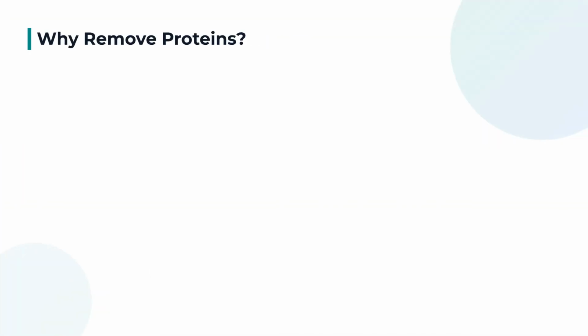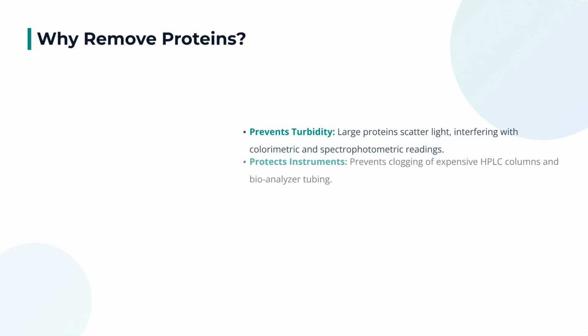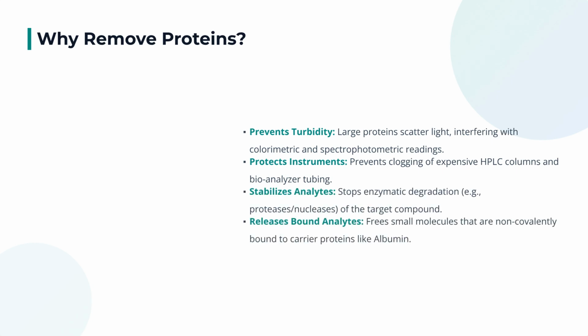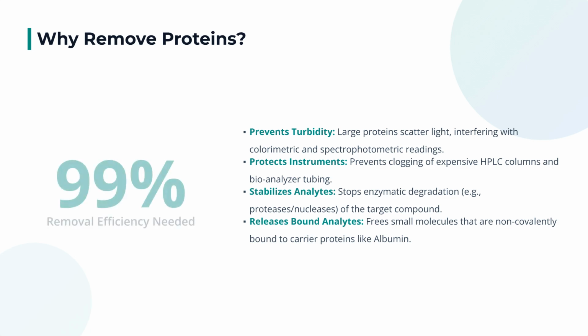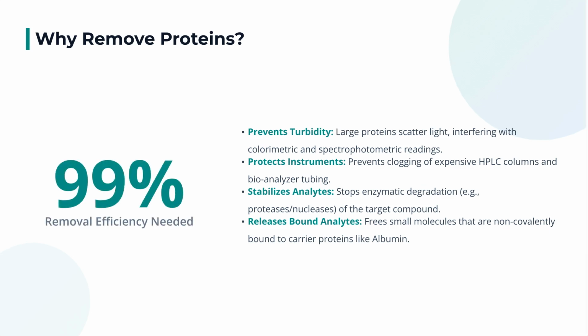Protein removal is essential to prevent turbidity and protect instruments like HPLC columns from clogging. It also stabilizes analytes and releases small molecules bound to carrier proteins. A removal efficiency of 99% is often required.